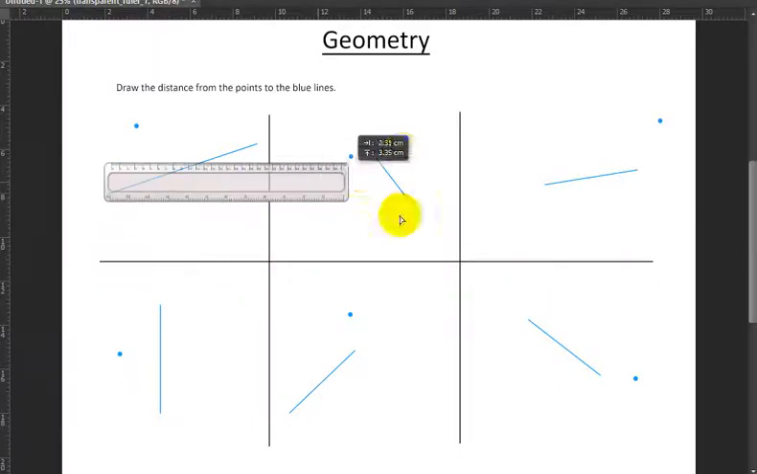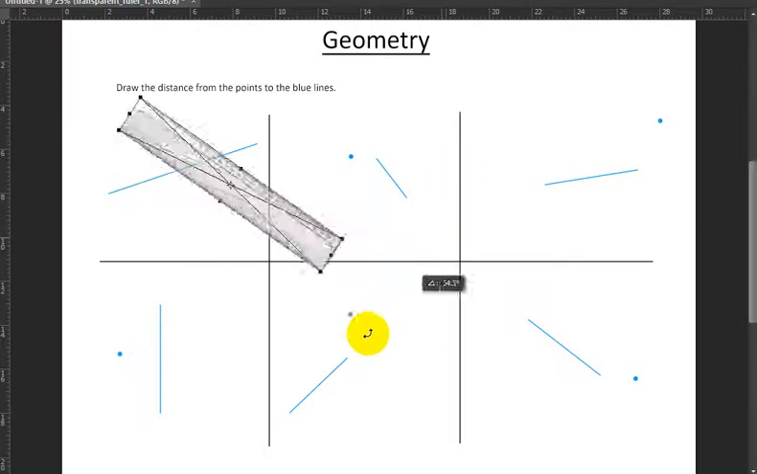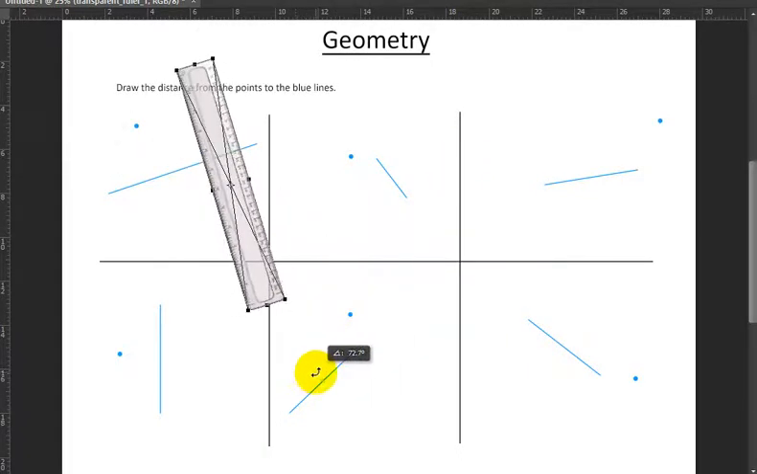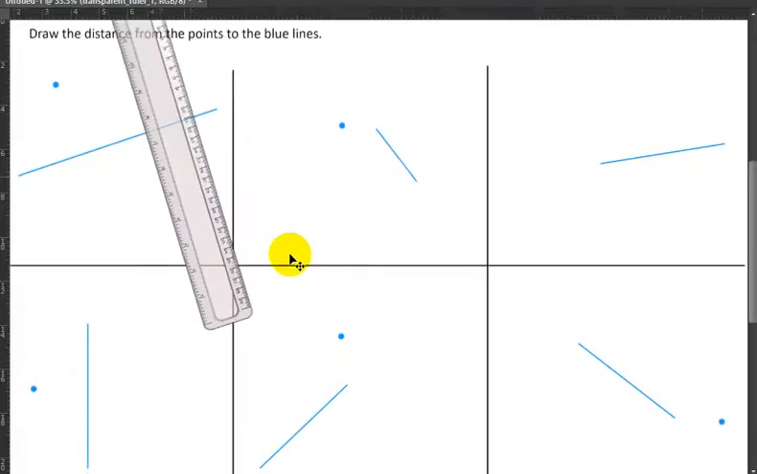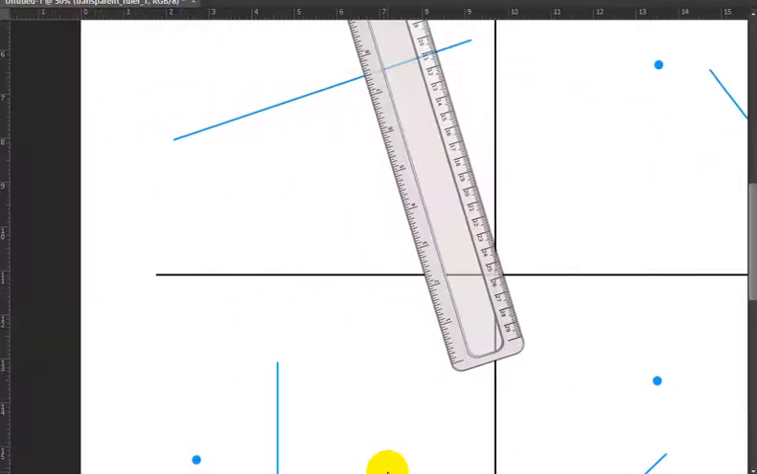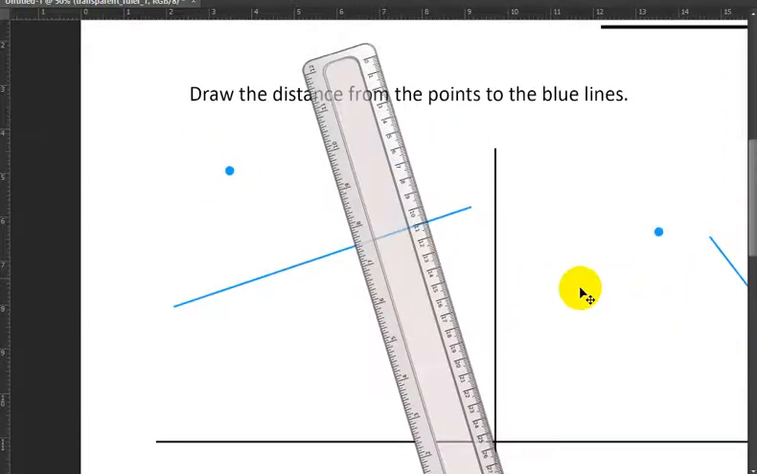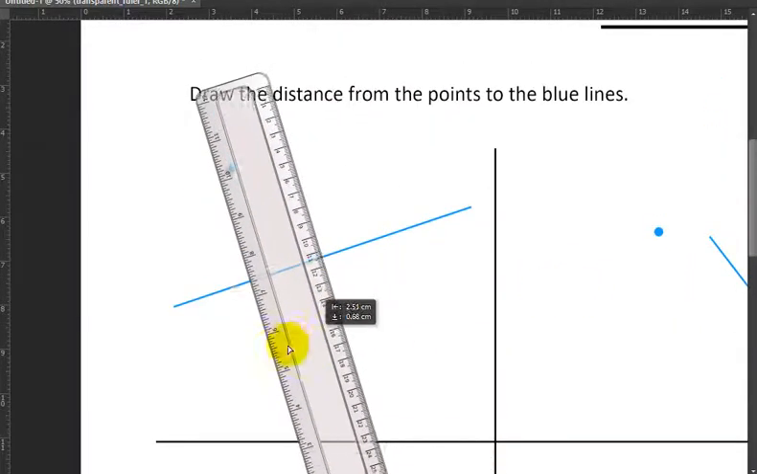We take the ruler. Here we have a ruler. We rotate it to make it perpendicular to the line. That looks perpendicular, but let's zoom in a little bit to make sure that it is. Yep, as you can see right here, the black line on the ruler is aligned with the blue line. So it is in fact perpendicular right now.